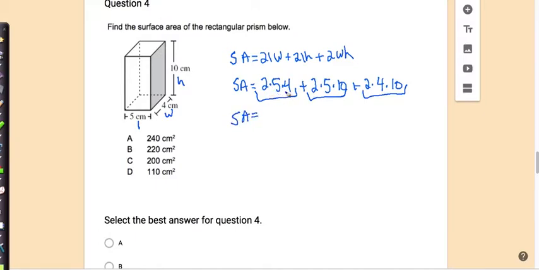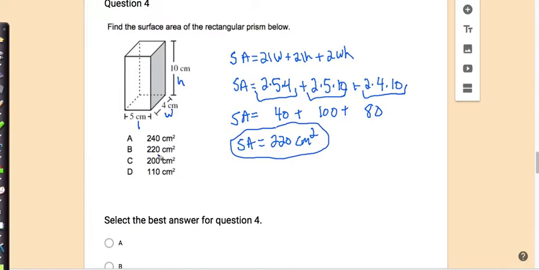Okay, 2 times 5 is 10, times 4 is 40. 2 times 5 is 10, times 10 is 100. 2 times 4 is 8, times 10 is 80. So I total this up, and I get 220 centimeters squared. So the correct choice was B.